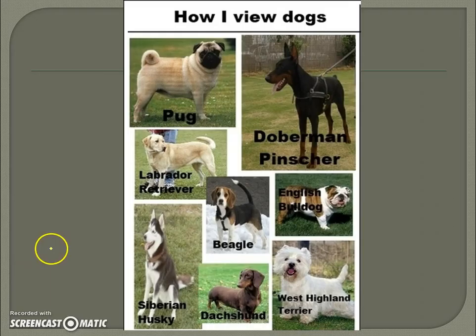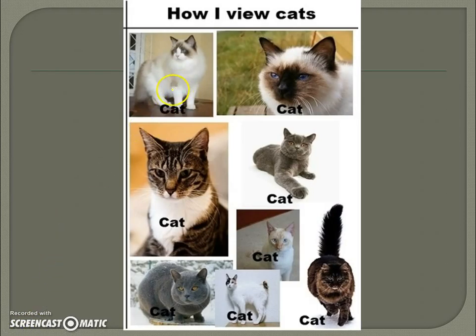Here is how I view dogs. That's a pug. That's a Doberman Pinscher. There's a beagle. We've got one of those that lives behind me and he barks all the time. I don't really care for him that much, but I like dogs. Here is how I view cats. That's a cat. That's a cat. Here's another cat. There's a cat. That's a cat. This one is clearly a cat.